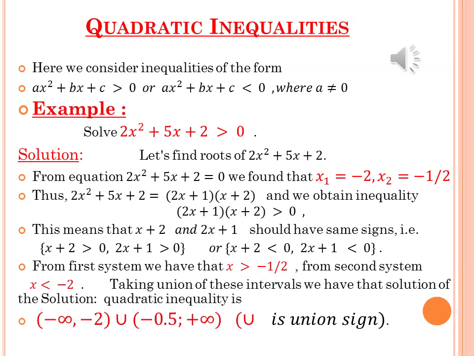What is the solution? The solution is the union of both solutions. So it is from negative infinity to negative 2, union negative 0.5 to plus infinity. U is union, and we can also illustrate it with a number line.